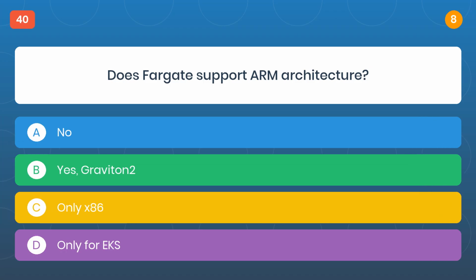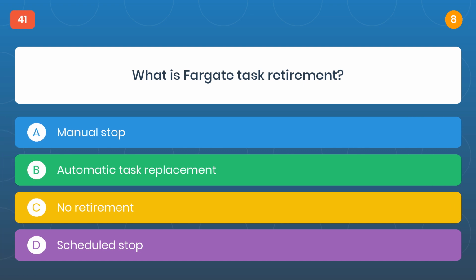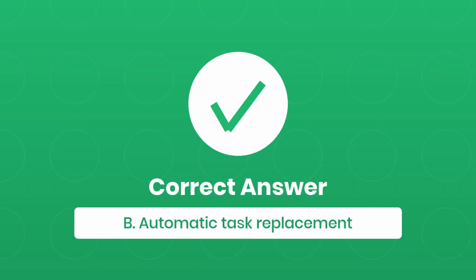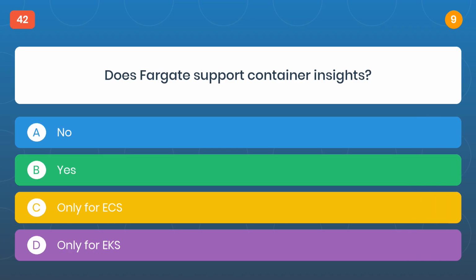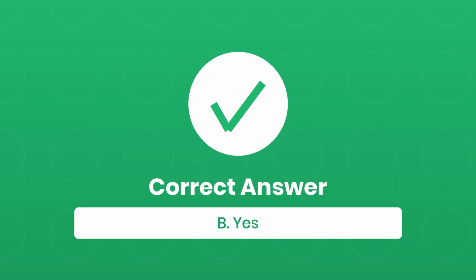Question 40. Does Fargate support ARM architecture? The correct answer is B, yes, Graviton 2. Question 41. What is Fargate task retirement? The correct answer is B, automatic task replacement. Question 42. Does Fargate support container insights? The correct answer is B, yes.